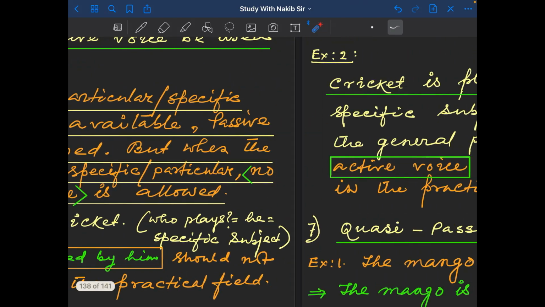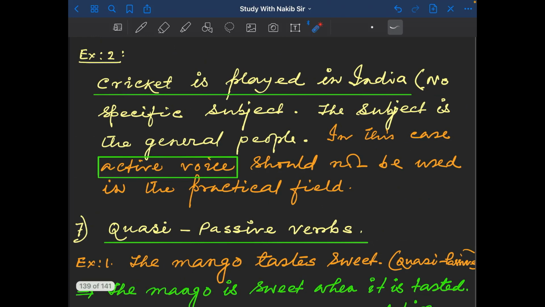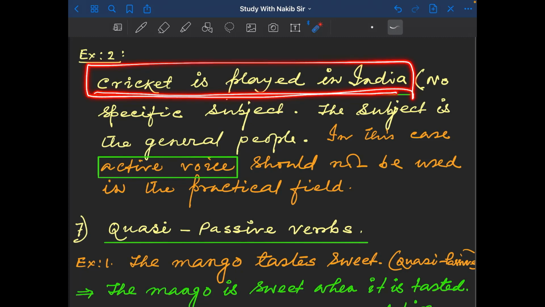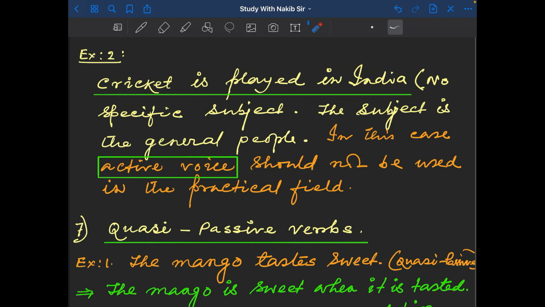Okay, now see this example. Cricket is played in India. Isn't it very interesting? No specific subject is here. Who is playing cricket in India? No specific Ram, Sham, John, David. No. The subject is the general people.